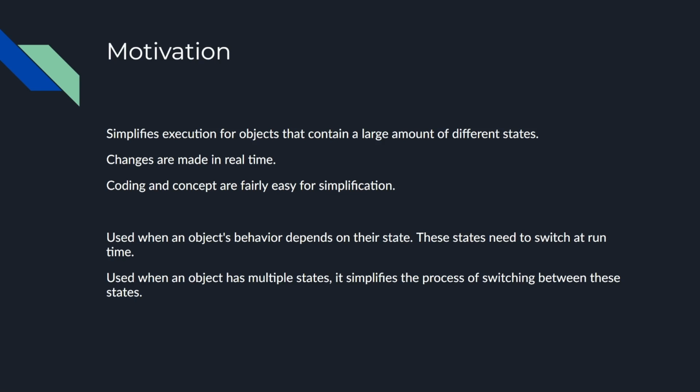And a couple scenarios when it is used would be when an object's behavior depends on the state, and these states need to switch at runtime. So more for the time aspect. And then also it is used when an object has multiple states. It simplifies the process of switching between these states. So if you have one object that has, like, a ridiculous amount, let's say 50 states, it's a lot easier to switch it using the state method than it is other methods.